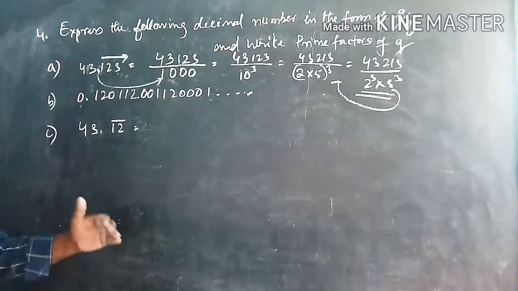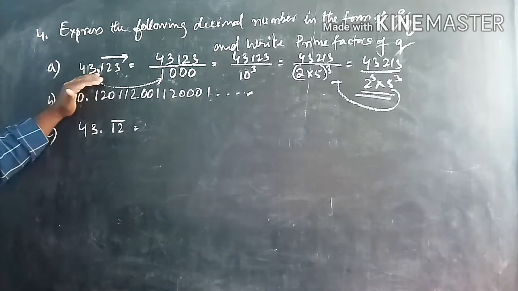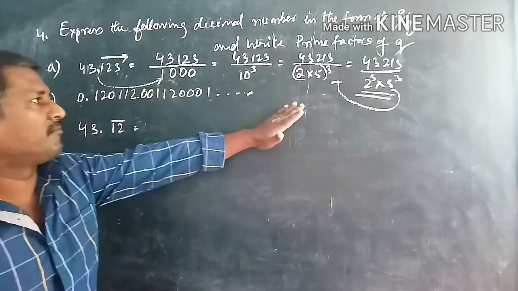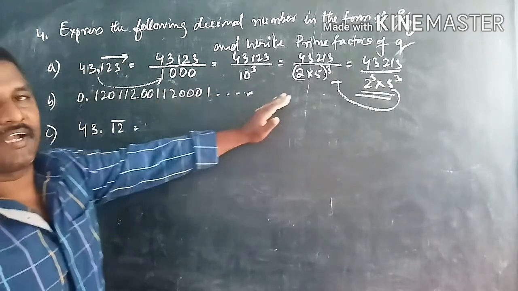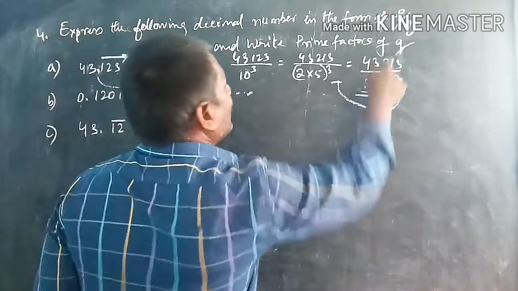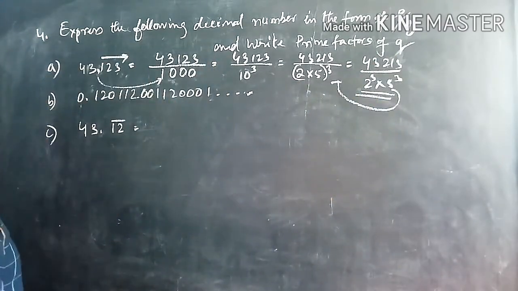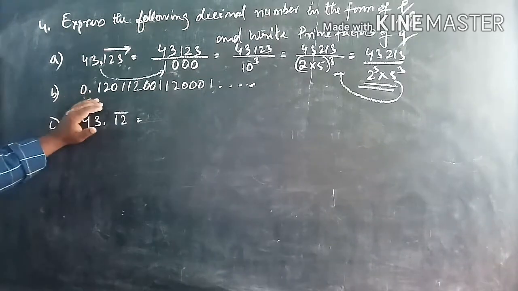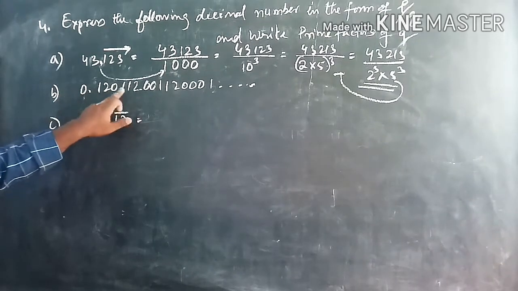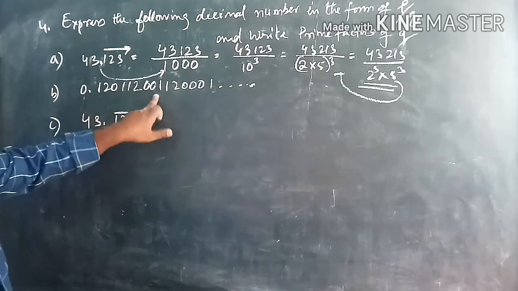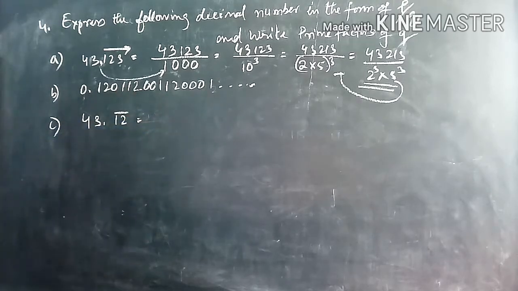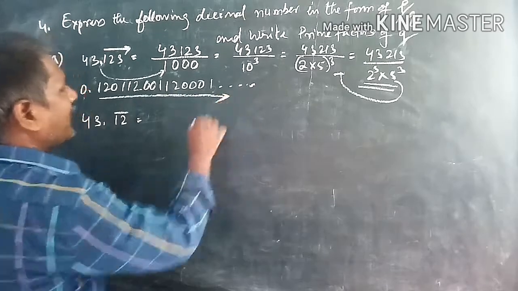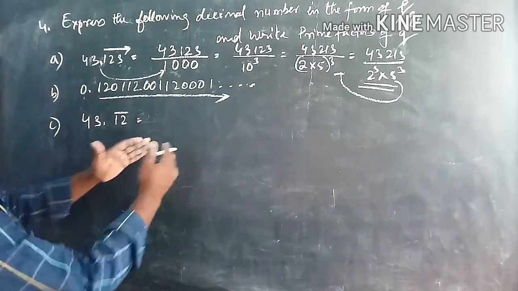This is the way you can convert decimal numbers into rational numbers and also find the prime factorization of q. Let us see the second one. The second one is a non-terminating, non-recurring decimal: 0.120112001112000. So the pattern of this decimal is non-terminating and non-recurring.